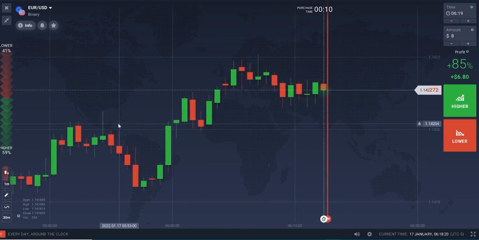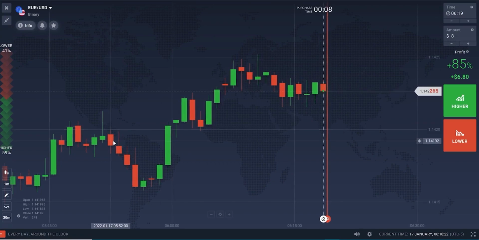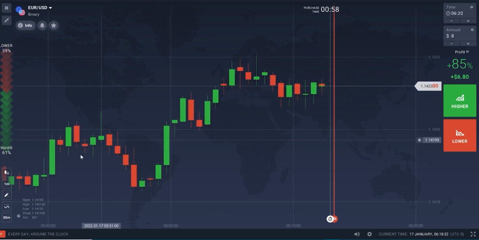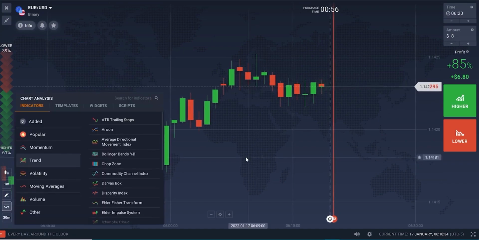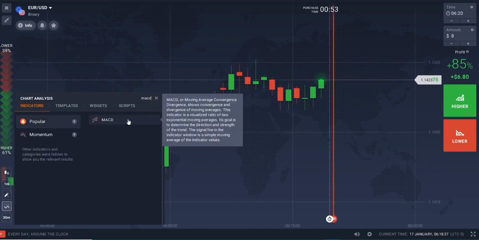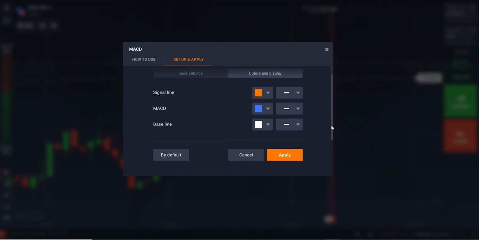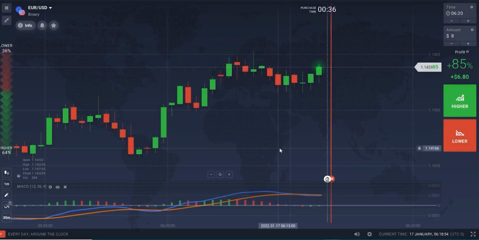To implement this strategy, we need 3 indicators, 2 oscillators along with an Ichimoku indicator. So what are the 2 oscillators? I'll add them to the chart one by one. First, we'll add the MACD to our chart. There's no need to change its settings. We'll leave it as the default settings provided by the broker. I'll just increase the line thickness a bit so that you can see it better in the video. The rest of the settings remain the same.